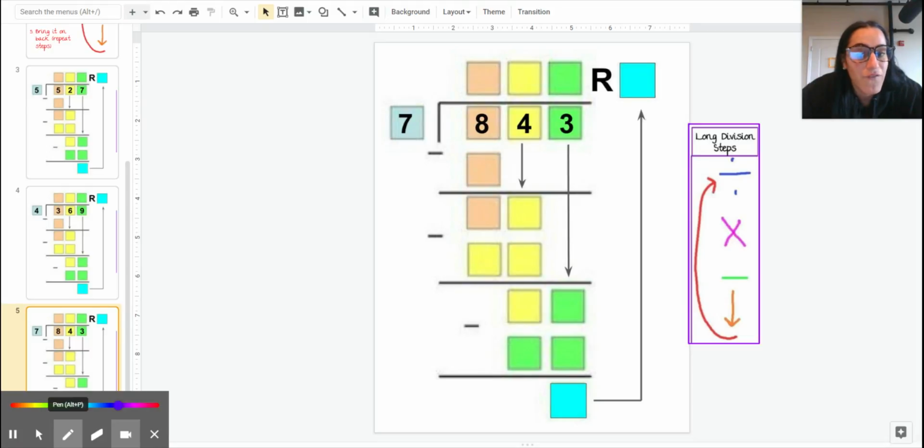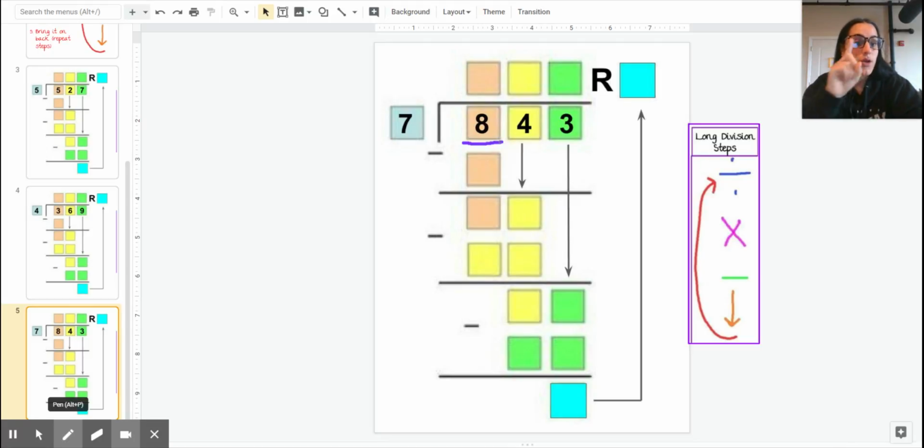So I'm going to start with my first step, which is to divide, and I'm going to start with my first digit on the left in my dividend, which is an 8 in the hundreds place. So I'm going to ask myself, how many times can 7 go into 8 without going over? And I know that's only once. So I'm going to put a 1 up top. And I'm going to check, yes, we have divided.